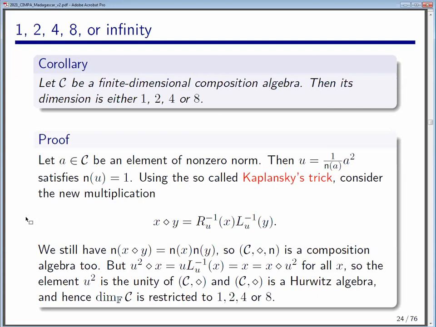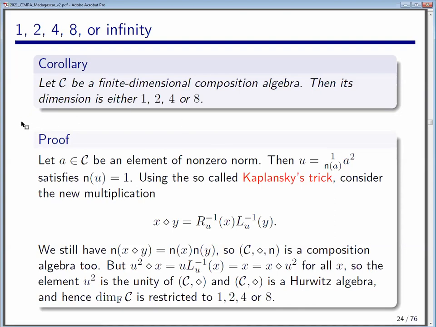So this is a Hurwitz algebra. It is a unital composition algebra. And we know that the dimension of any Hurwitz algebra is 1, 2, 4, or 8. So that's it. The dimension is 1, 2, 4, or 8. Okay. And this is Kaplansky's trick that allows us to pass from non-unital composition algebras to unital composition algebras, as long as the dimension is finite.